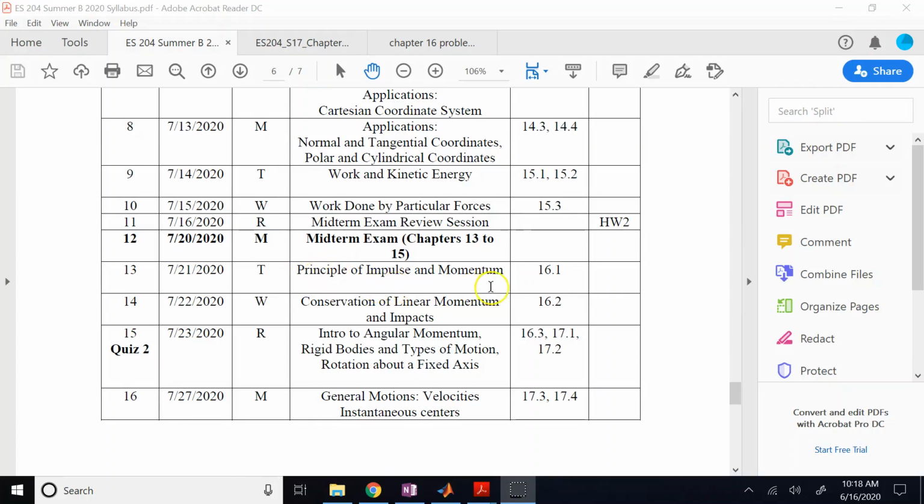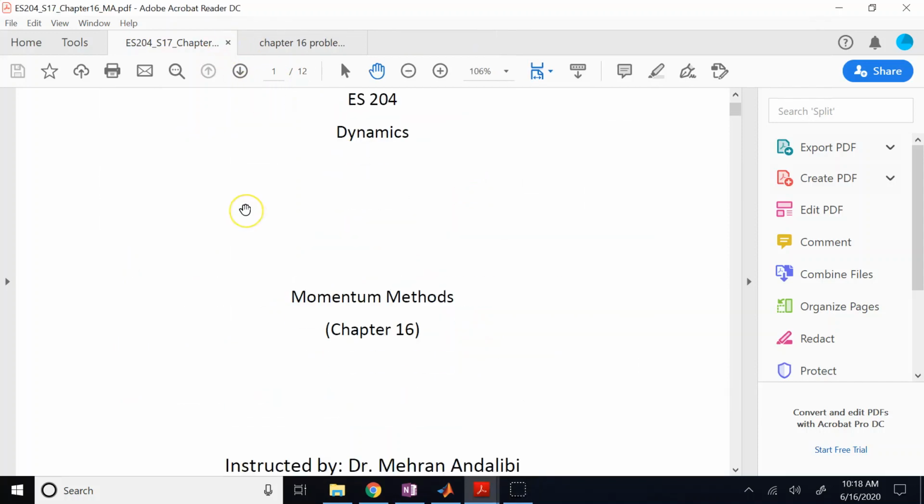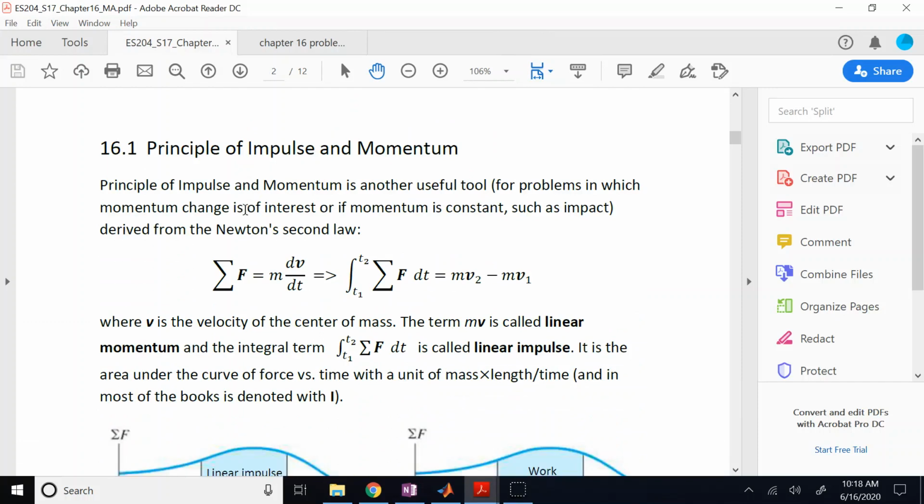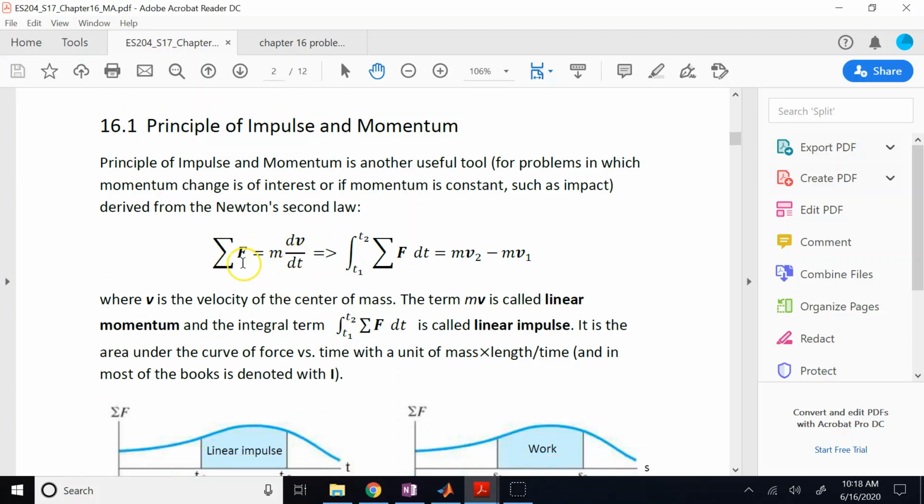Start by the first lecture on principle of impulse and momentum and how to use that to formulate kinetics of particles. So, this is what we're going to do. We start from Newton's second law again, that the sum of the forces on a particle is equal to mass times rate of change of linear velocity, m dv over dt. And then we directly multiply both sides of this by a dt and integrate, right?